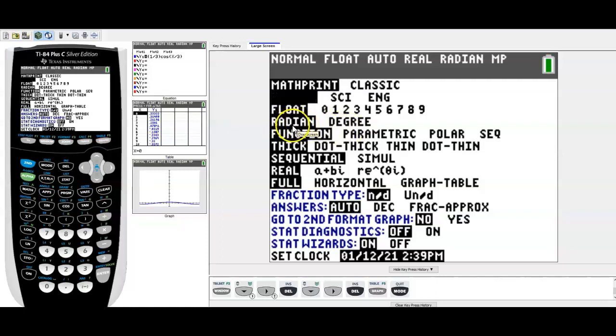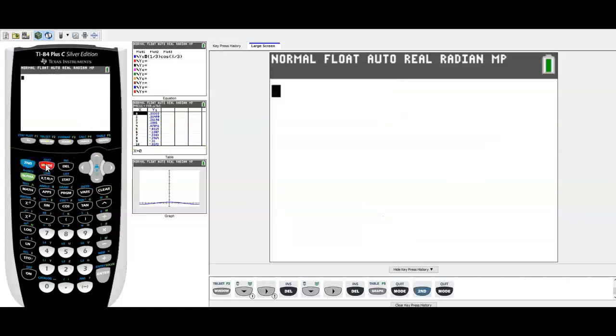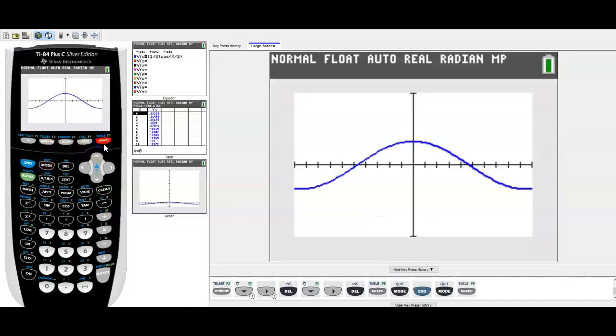That's very important. You can actually fail your entire AP test by being in the wrong setting here. So make sure that you are always in radians in this class. We will never do degrees in here. It'll always be radians. All right, so anyway, back to this. Your graph should look like this at this point.